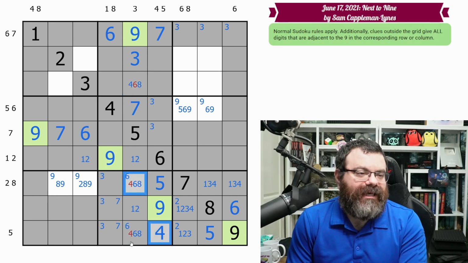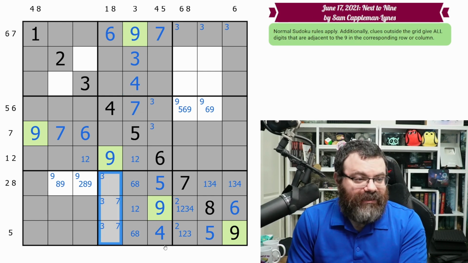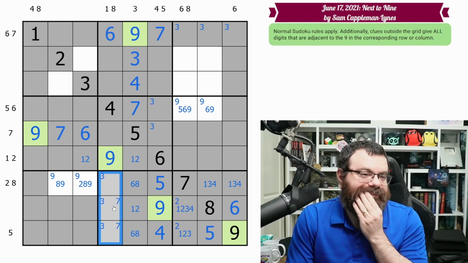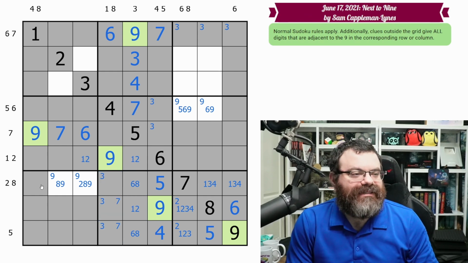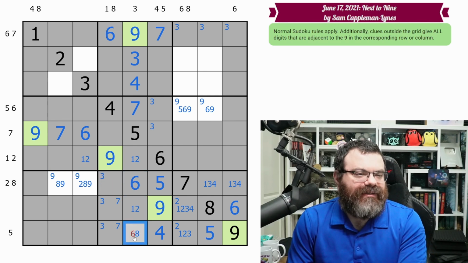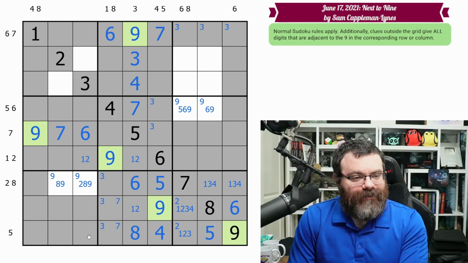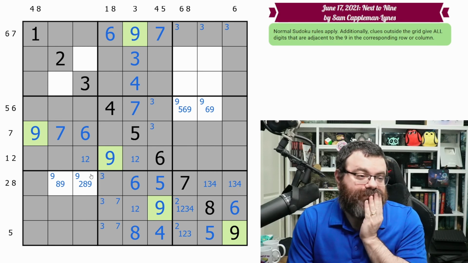Oh, and the 4 can't be in one of these two. So the 4 ends up placed up here in the column. This is a 6, 8 pair, making this a 1, 2, 3, 7. Okay, I don't think I want to mark that right now. Oh, but this can't be an 8 because the 8 is next to the 9, and this can't be next to the 9. So this is our 6, and that's our 8. Okay, that's nice. 1, 2 pair.